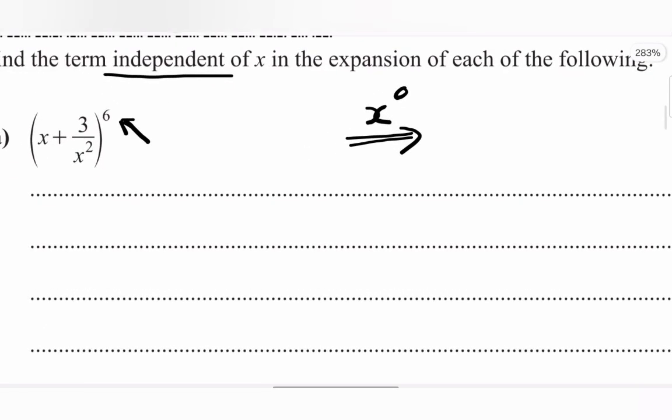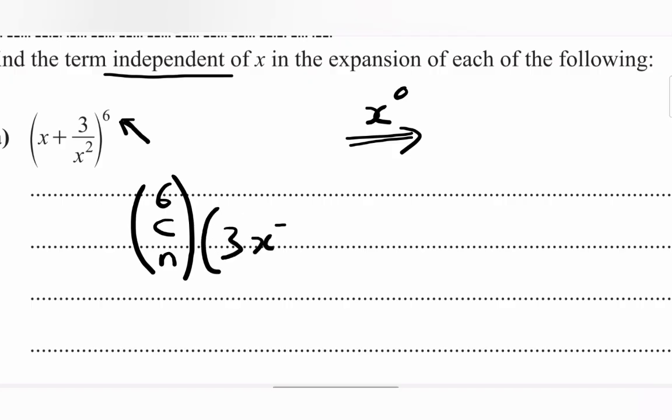And by that I mean, if we say our number is n, say 6 choose n like this, then we start with the fraction. So 3 over, let me just write it as 3x to the power minus 2, then our x. So this will be to the power n, and this will be to the power 6 minus n. Now with these, we're going to say the total of our powers of x should be 0 for the term independent of x.